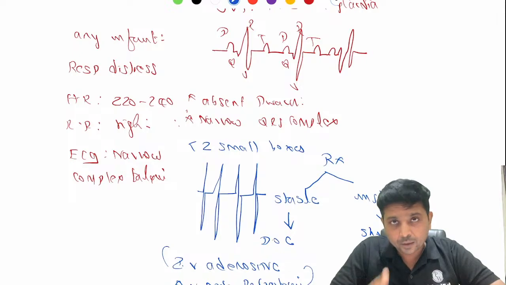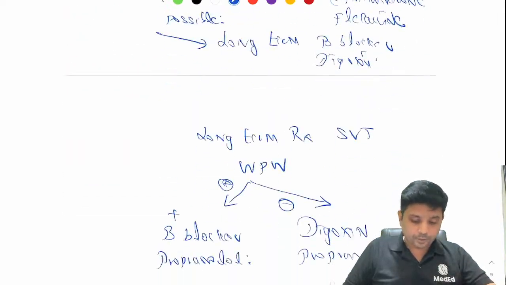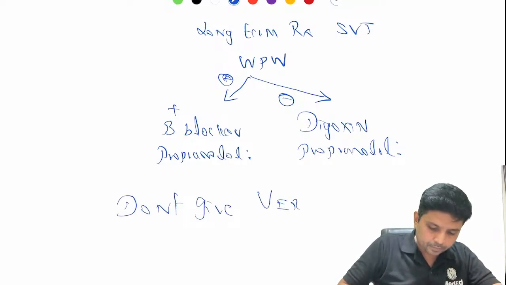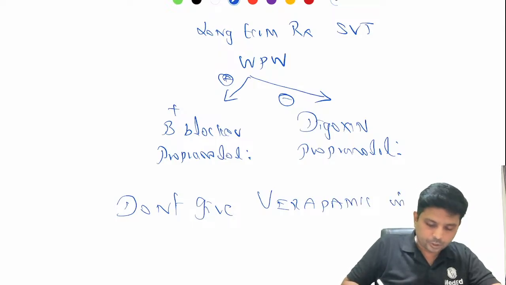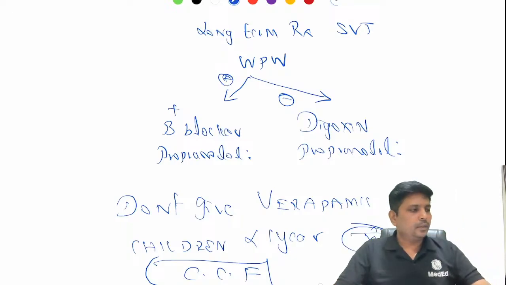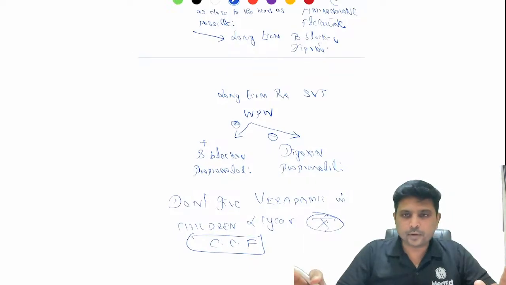Never ever give verapamil in infants. That point was missed. Don't give verapamil in children, particularly less than 1 year, because they are prone to congestive cardiac failure.